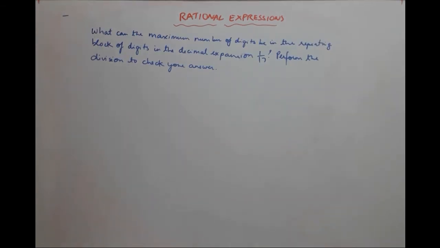Next question says, what can the maximum number of digits be in the repeating block of digits in the decimal expansion of 1 upon 17? Perform the division to check your answer. Okay, so we are asked to actually perform a long division on 1 upon 17 and check how many maximum digits we can get after performing a long division operation on this 1 upon 17, after which it repeats itself.